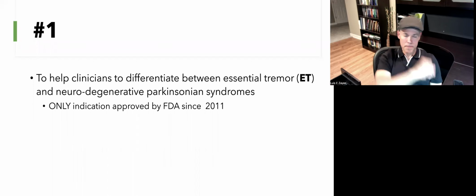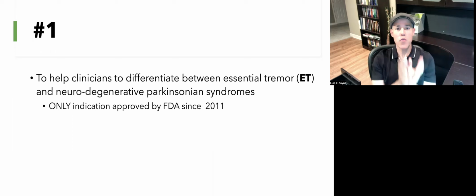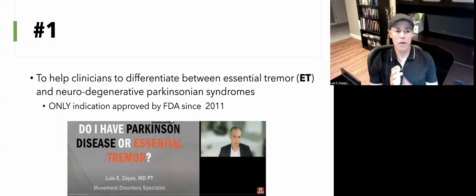Reason number one, to help clinicians differentiate between essential tremor and Parkinsonian syndromes. I mean, neurodegenerative diseases, Parkinsonian syndromes. We have many. Please watch this video to help you differentiate between Parkinson's disease and essential tremor. This reason number one is the only indication approved by FDA since 2011.